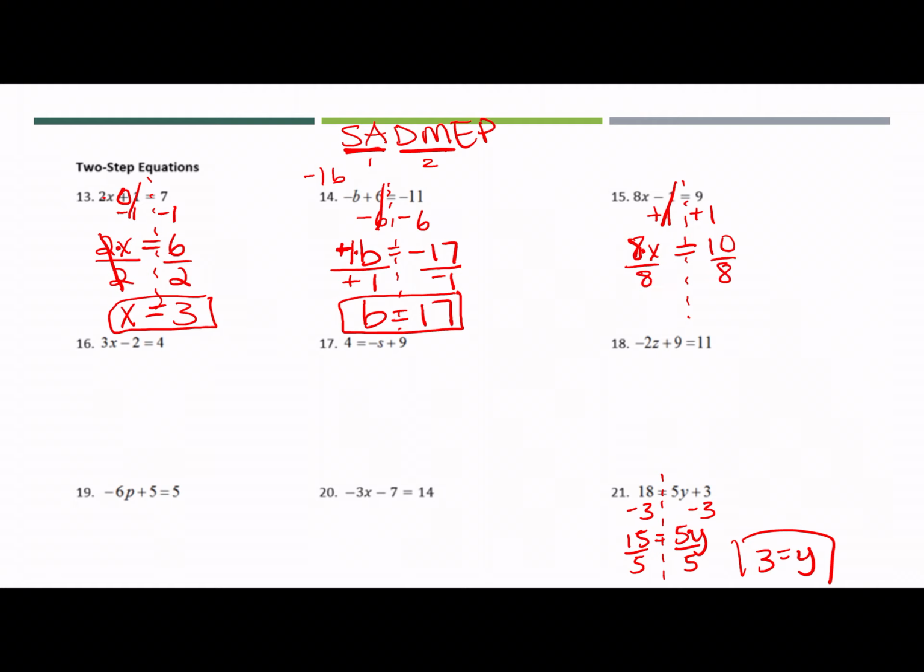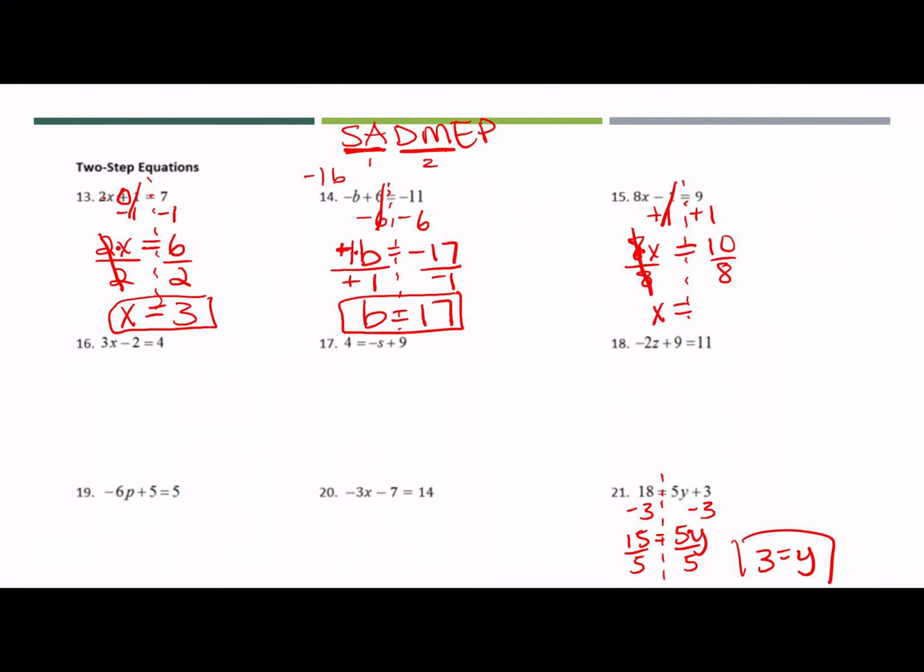What I want you to notice is that'll cancel out on the left-hand side. That's all nice, all fine and good. So I have x is equal to 10 divided by 8. Oh my goodness, that doesn't go in evenly, right? So far, everything went in evenly. And that's okay. Fractions are our friends. You've heard me say that a lot.